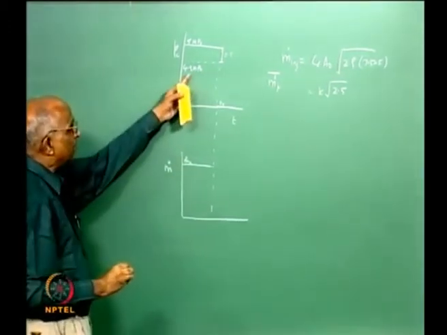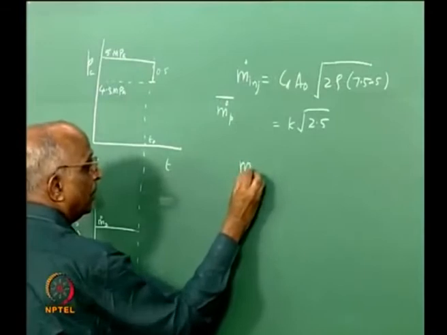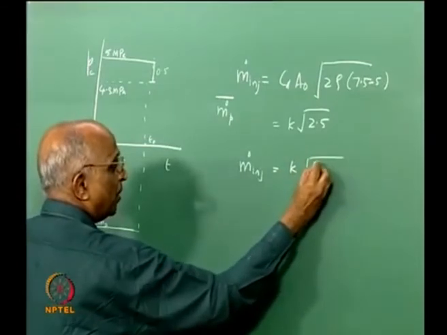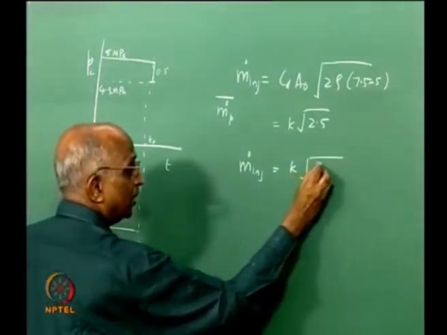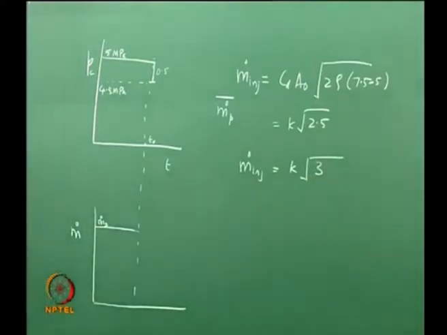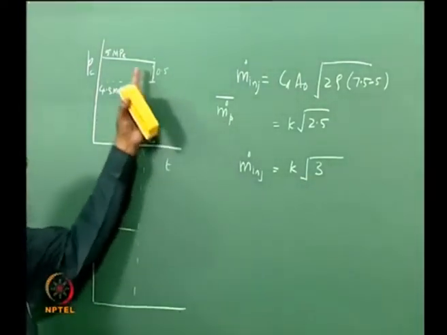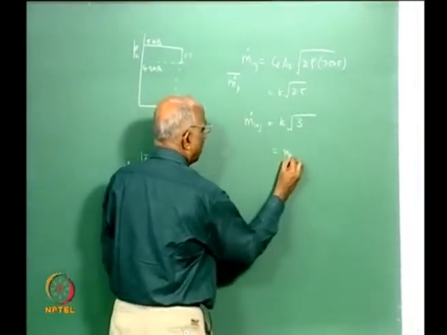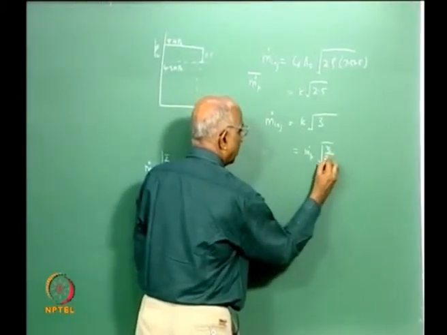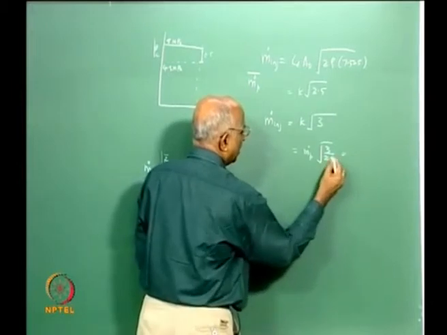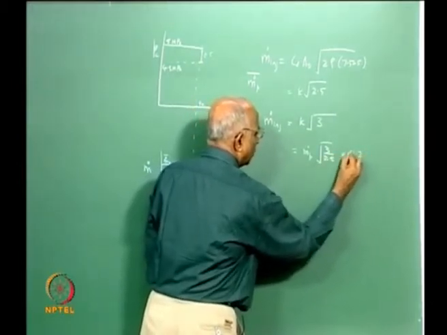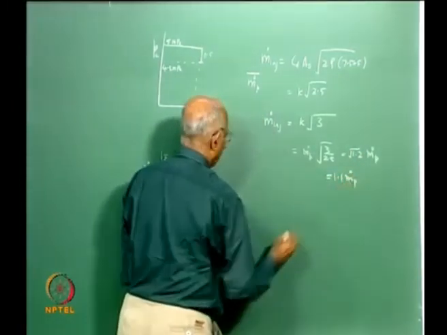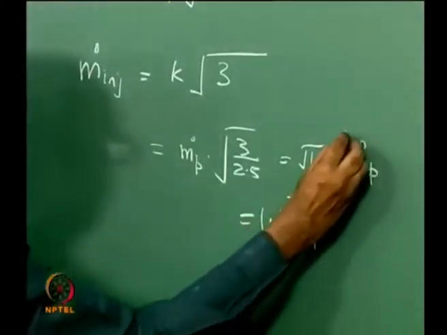If it is 4.5 MPa, the mass injected is going to be K times the square root of 7.5 minus 4.5, which is 3. In terms of the steady value m dot p, it is m dot p times root 3 divided by 2.5, which is something like 1.2 times root m dot p, which is about 1.1 times the nominal steady value of m dot p.